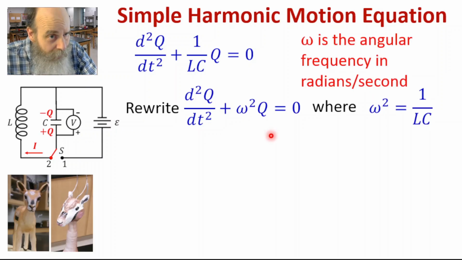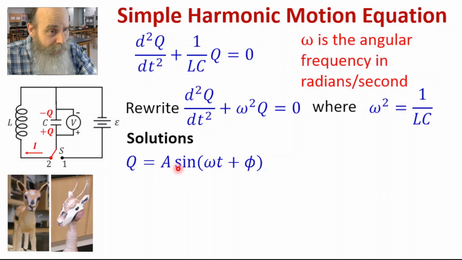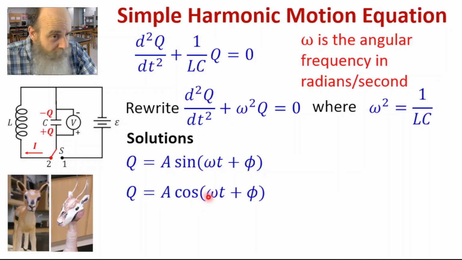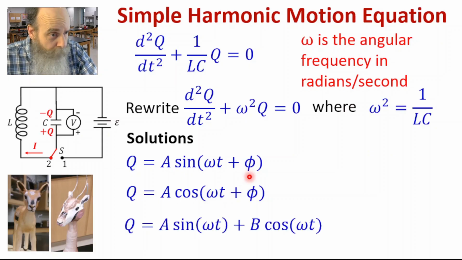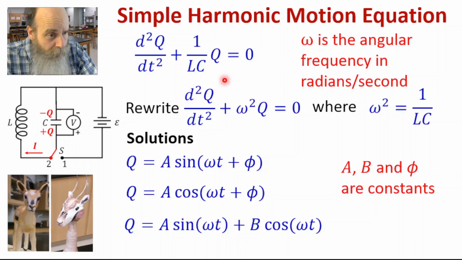In this case, omega is the angular frequency measured in radians per second. So the solutions we could write like this: A sine(omega t plus phi), or A cos(omega t plus phi). In these two solutions, A and phi are constants. Or we could write it like this: A sine omega t plus B cos omega t. These are all solutions for this equation, and in these solutions, A, B, and phi are constants. Note that there are two constants in each of the solutions.